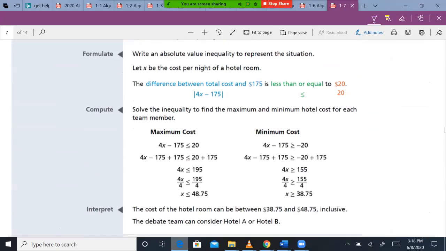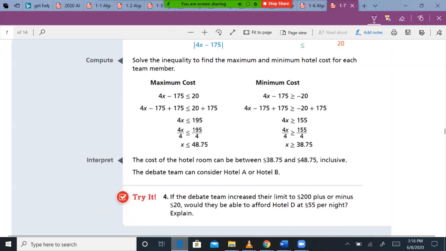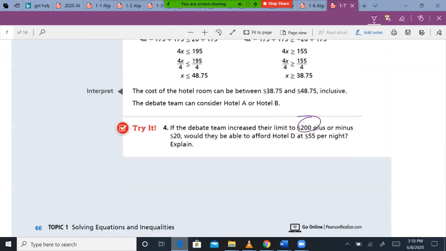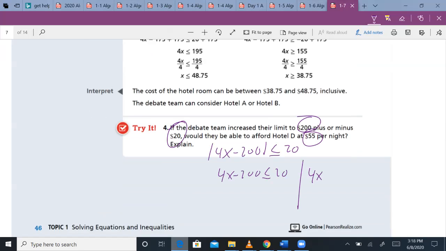Separate them both. It's got to be between $38.75 and $48.75. So the smallest amount is $38.75, the most is $48.75. Let's do this real quick. Let's say they increase it to $200 plus or minus $20. Can they afford $55? 4 people, okay? So 4x minus 200 has to be within 20. Let's separate it: 4x minus 200 less than or equal to 20, and 4x minus 200 greater than or equal to negative 20. Get x by itself.